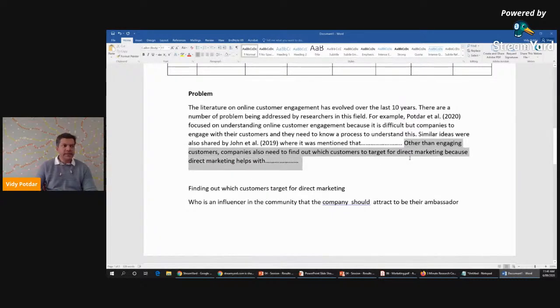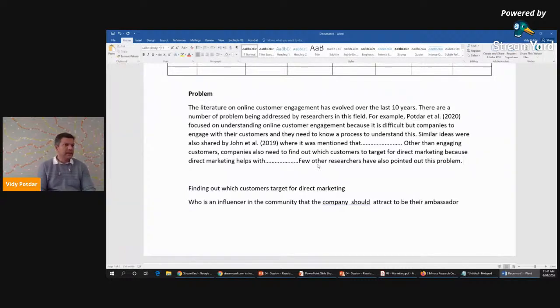Okay, so now I'm connecting the second problem that is addressed in the literature. Other than engaging customers, which is using this bit here, the previous problem, companies also need to find out which customers to target for direct marketing, and then give some reason why, because this helps in this, and so on. A few other researchers have also pointed out this problem, and then give some references.